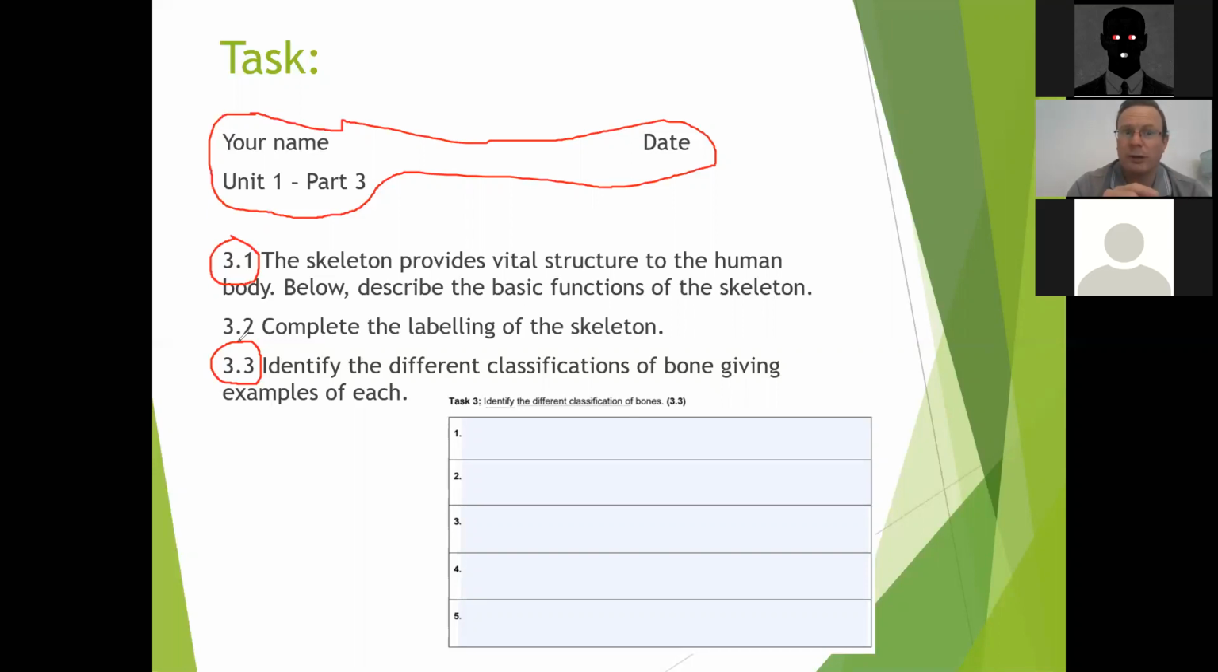So you're just doing 3.1 and 3.3, but it needs to be written on a sheet with your name, date, Unit 1, Part 3, or word processed with that same format. I'll leave you to it. Any problems or any questions, just pop them in the chat box, but I'll let you get on with that. Good luck.